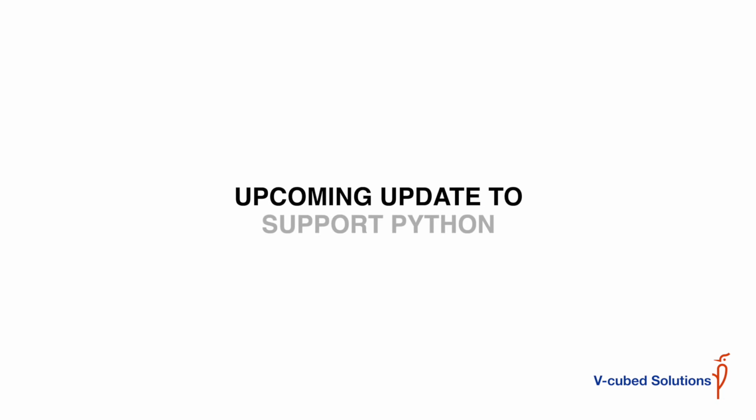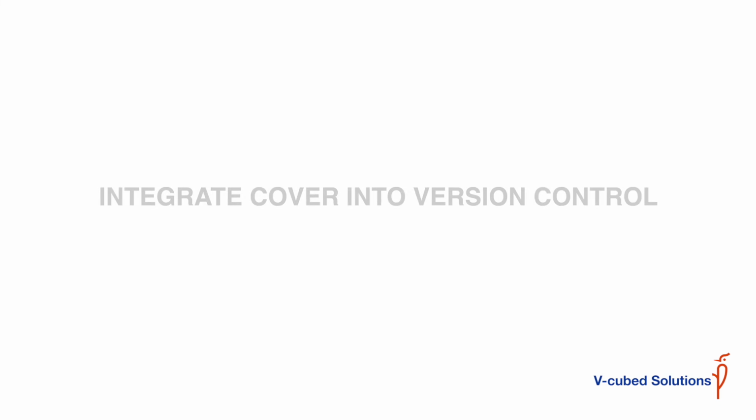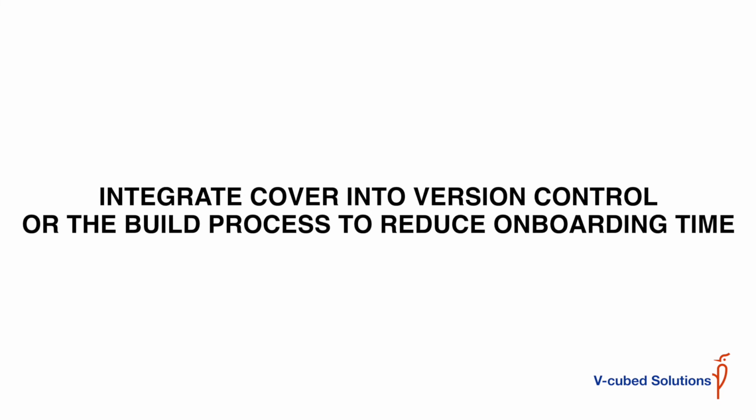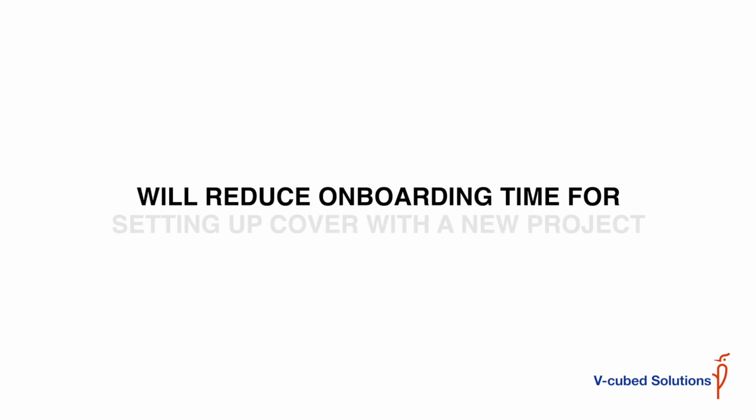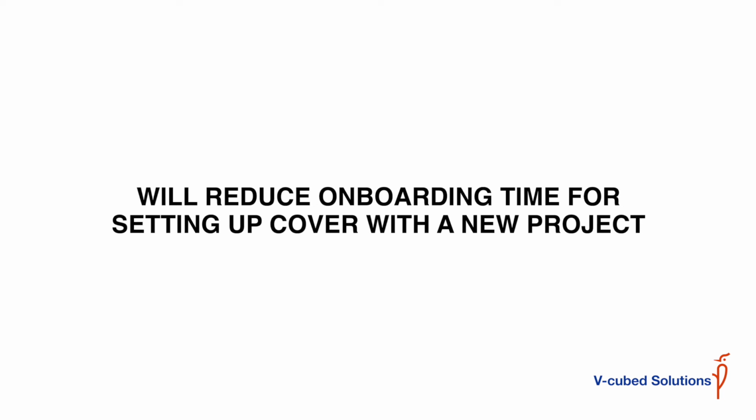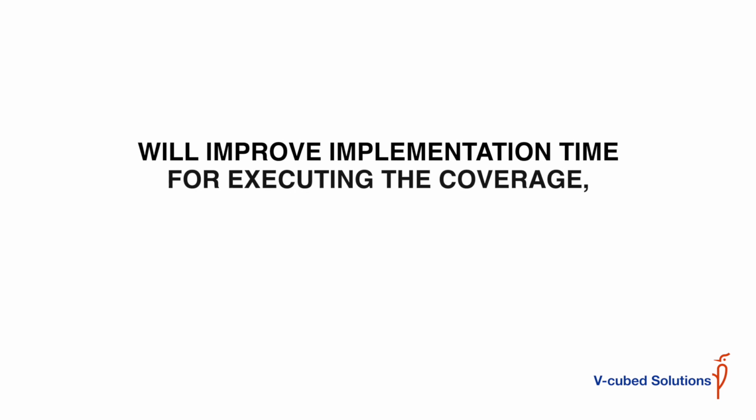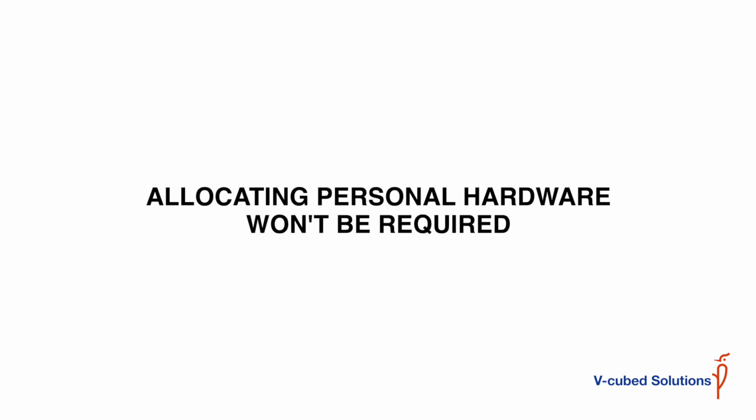So in the short term, one of the highest priority items is to support Python, which is the language with a very high market share at the moment, as well as adding Cover as a service. So right now, Cover is an application that's installed and run independently of any other build or version control workflows. So the new way will be to integrate that directly into version control or the build process, which reduces onboarding time for setting up Cover with a new project, will improve the implementation time for executing the coverage calculations and analyzing the results. And additionally, allocating personal hardware won't be required.